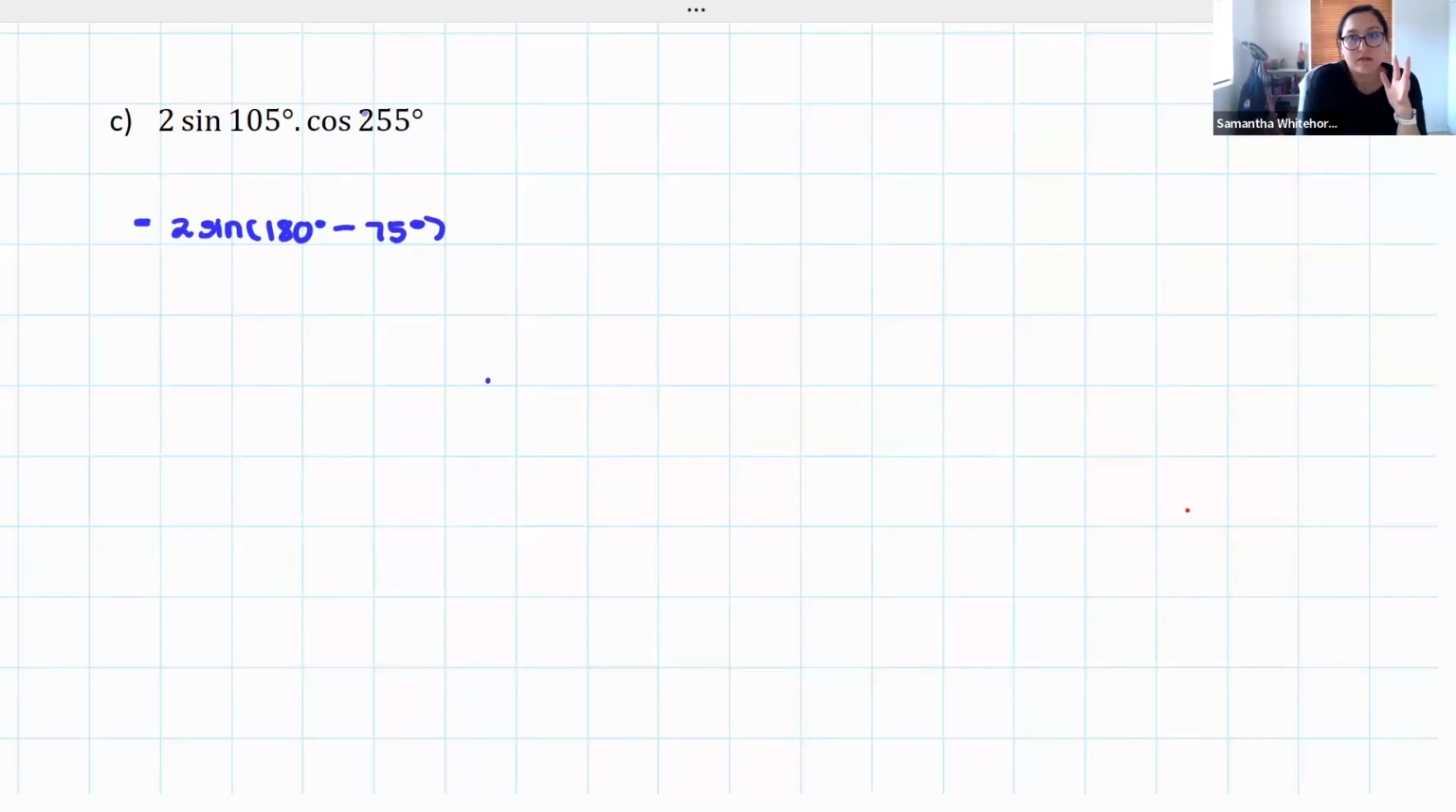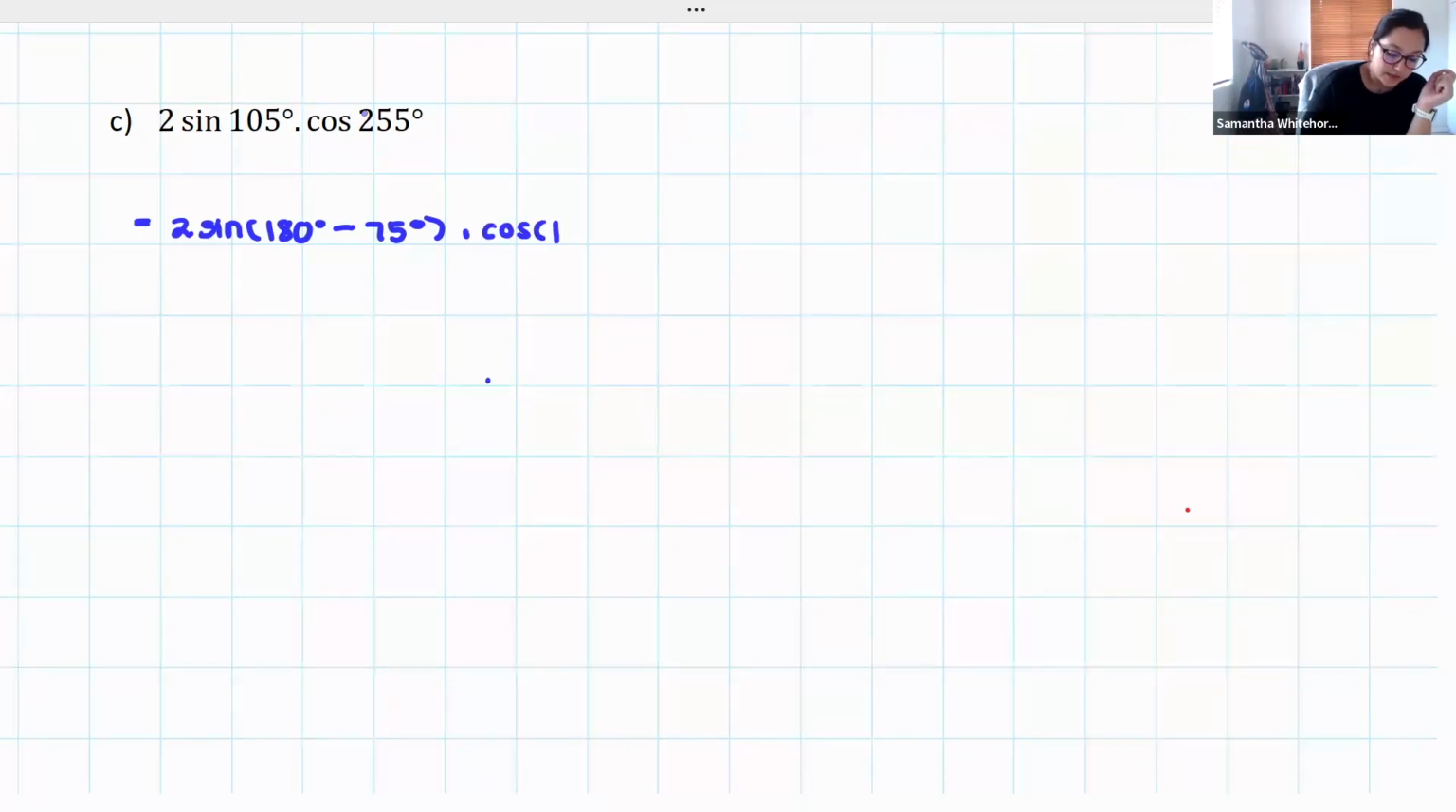And remember, guys, I've sort of just gone on an assumption here. Whenever you're doing a reduction, so 180 plus or minus or 360 minus, you should always be subtracting an acute angle. You should never be applying a reduction with an obtuse or a reflex angle, because then you're just going to have to apply a reduction again. So it always should be plus or minus an acute angle. With that being said, so I've got 2 sine of 180 minus 75.